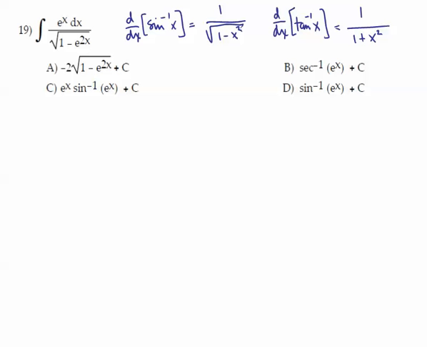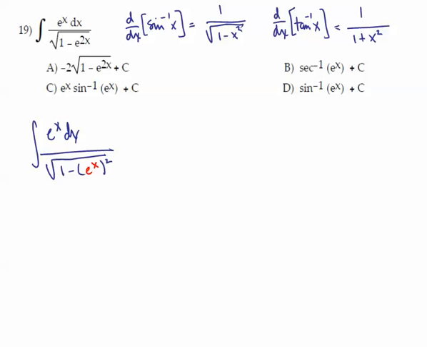So the integrand looks kind of like the derivative of inverse sine of x. However, we don't have 1 minus x squared. But what we would need to do is to be able to write that as the integral of e to the x dx over the square root of 1 minus something squared. And if you look at it carefully, hopefully you can spot that that is e to the x quantity squared. e to the x squared is simply going to be e to the 2x. So that's what we're looking for. And now if we use e to the x as our u, the derivative of e to the x, or du, would be e to the x dx, which is our numerator, and everything's going to work out fine.